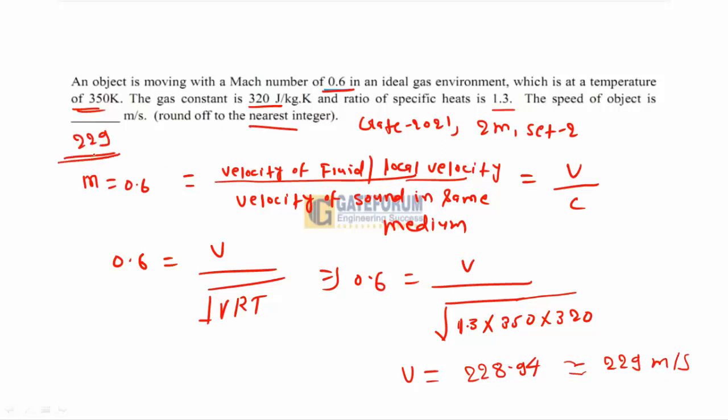So yes, this question is also very easy. बहुत आराम से आप solve कर सकते हैं. बस you should know what the Mach number is. So velocity of object in any medium upon the velocity of sound in the same medium. So this is also called local velocity. And velocity of sound in any medium is given by square root of gamma RT, है ना, gamma RT से होता है.